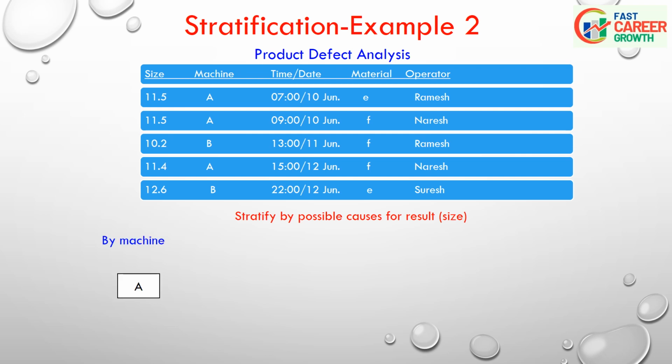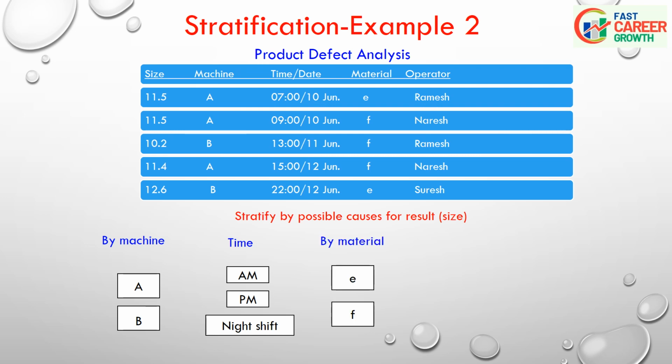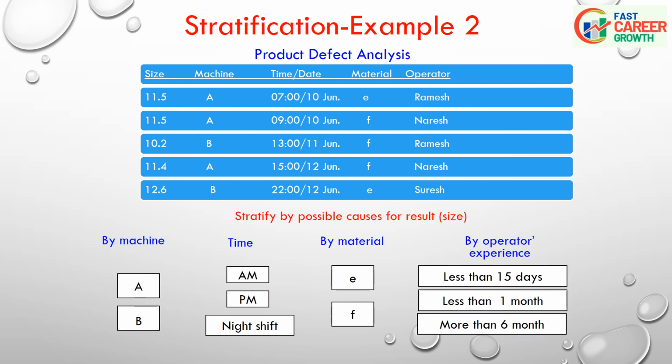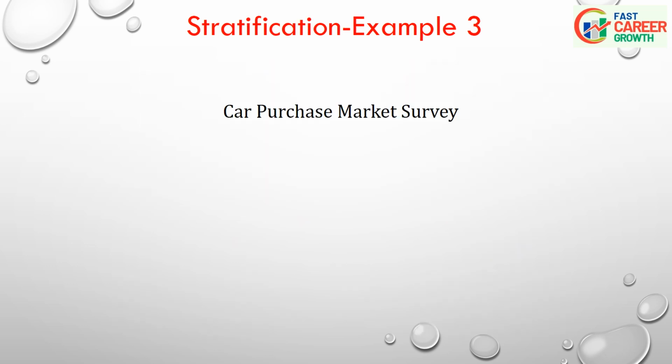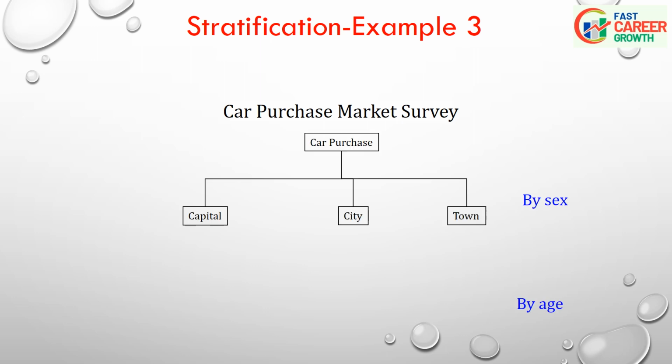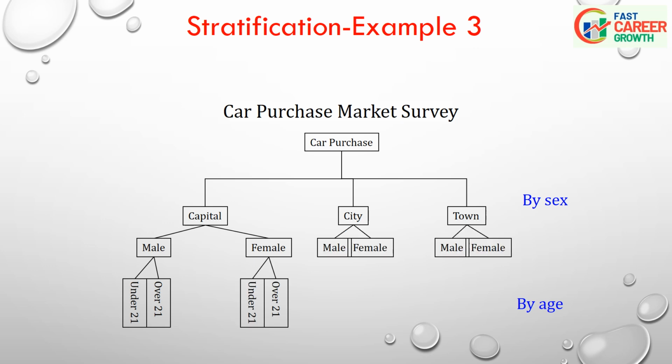Here, by machine, by 3 different time formats such as AM, PM and night shift, by material E and F, and by years of experience of the operator, the data will be stratified. Next we will see a third example of stratification. A car purchase survey report, which is a comparison between capital, city and town. Data is also taken gender-wise and age group-wise. By making such a chart anyone can easily analyze.